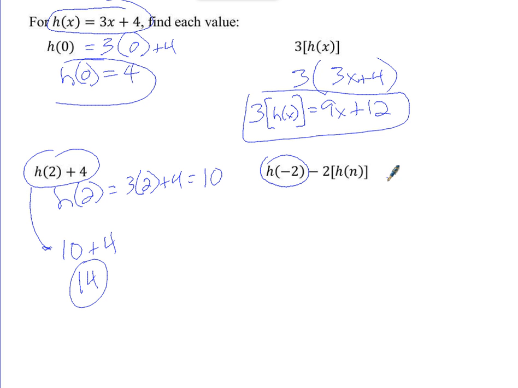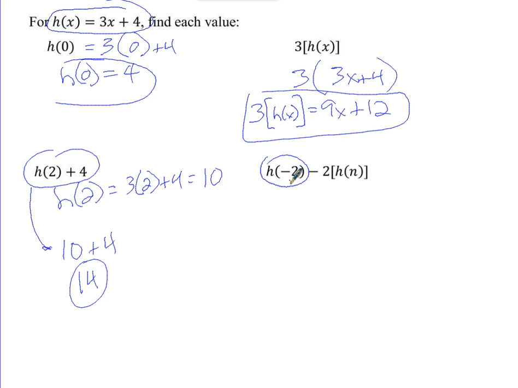Okay, so we probably ought to figure out what h of n is, and then do what to that? Multiply it by 2. And then we'll have this one, and we'll have this one, and then we're going to subtract the 2, and then simplify it down. Maybe we'll get a number, maybe we'll get a letter, I don't know. We'll see. Okay, but that's the idea on how to do this problem. So let's find h of negative 2 first.